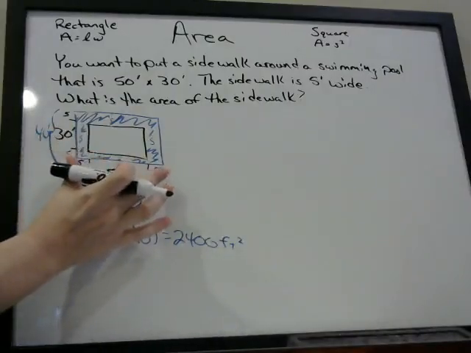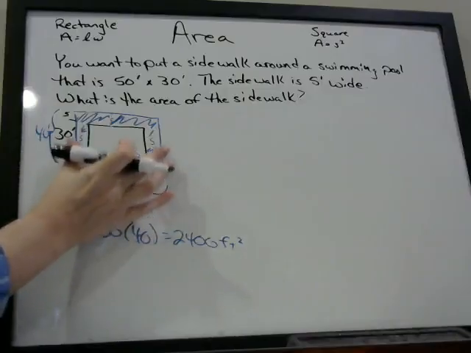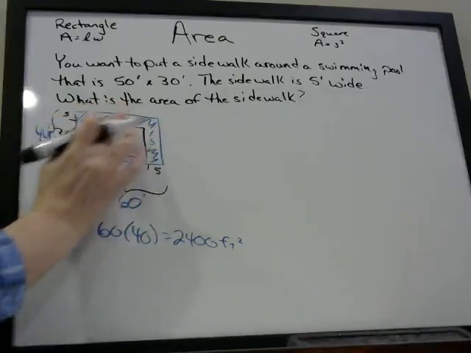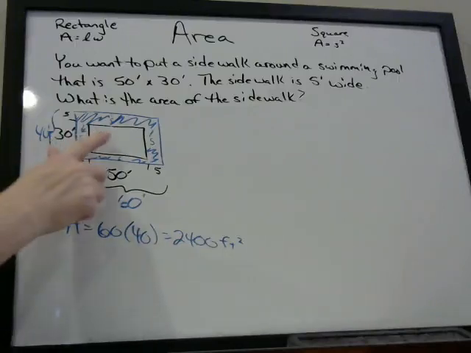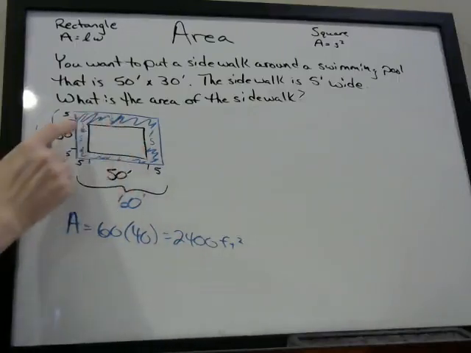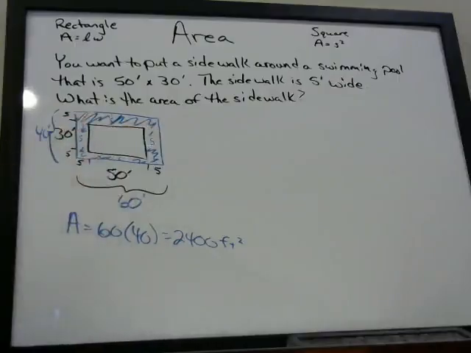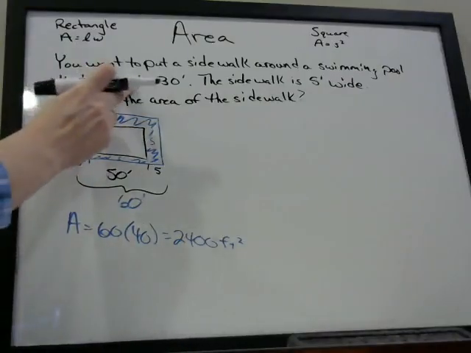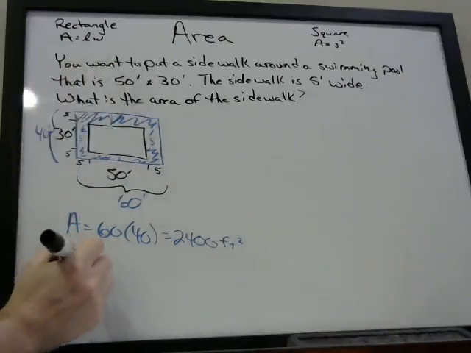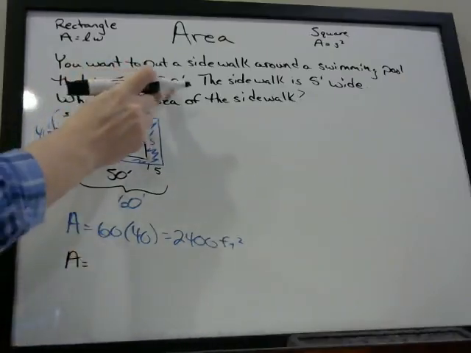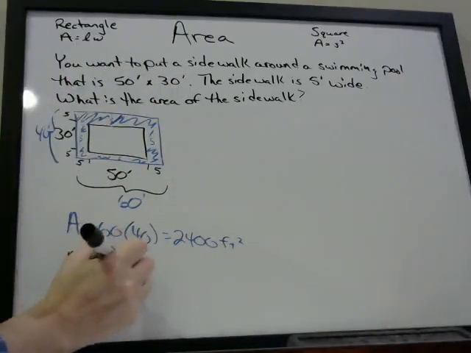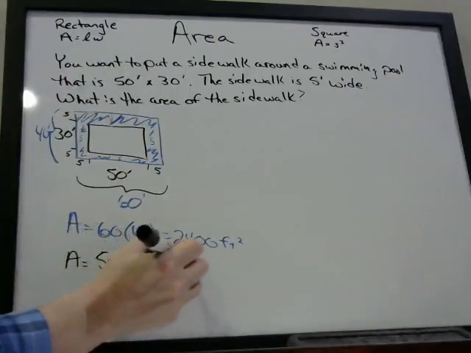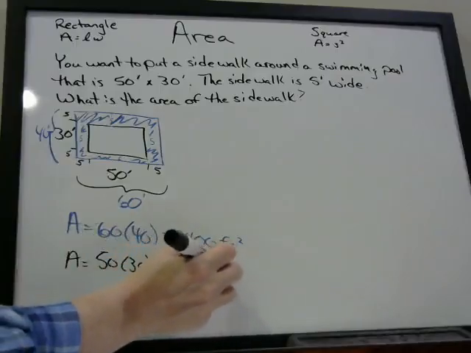So what we said is, the first way we're going to solve this is we're going to take the whole area of the big rectangle, and we're going to subtract out the area of the swimming pool. Because if we subtract that out, we'll be left with the sidewalk. So what's the area of the swimming pool? Well, we already know that. We know that area is length times width, and they told us it's 50 by 30. So it's 50 by 30 is 1,500 feet squared.